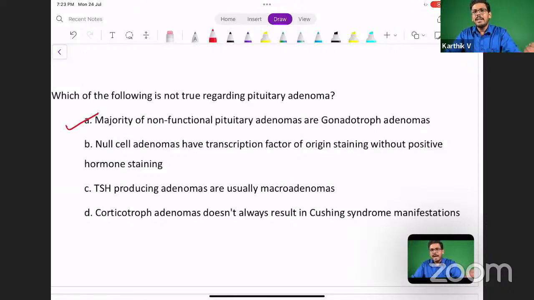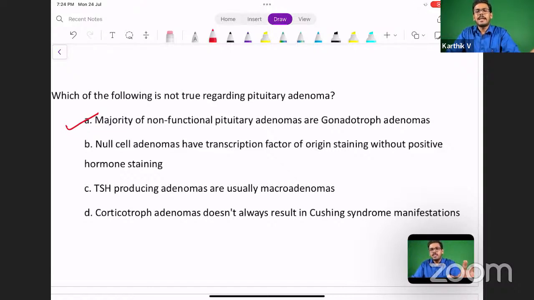So when isolated subunit production is excessive, there will not be a hormonal consequence, due to which many of these adenomas, the gonadotroph adenomas, will be hormonally silent. There will not be any clinical consequence.